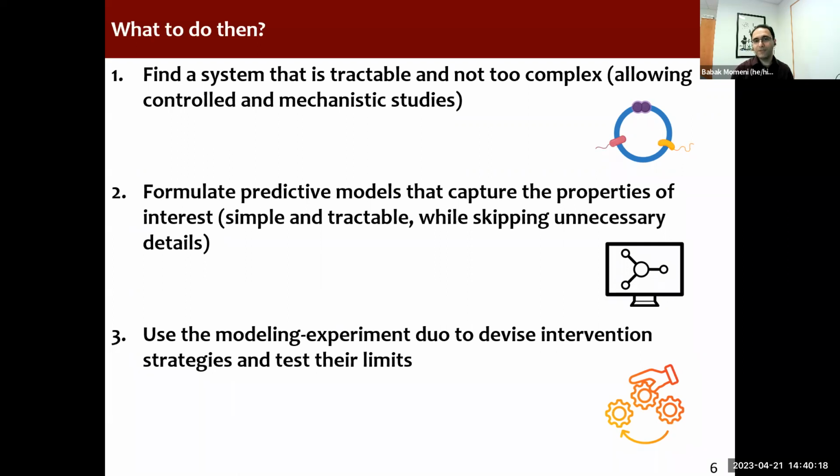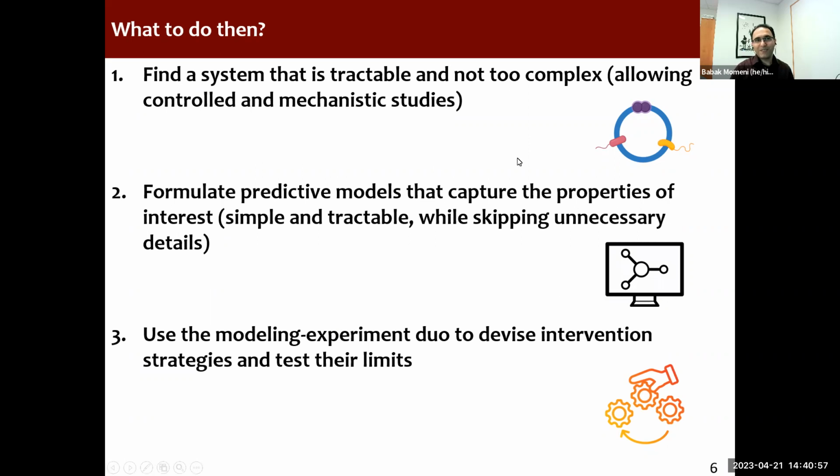And then the third step is to use this combination of the tractable system and predictive modeling to design intervention strategies to change the state and figure out what the limitations are, what are the things that we can do, and what are the things that we potentially cannot do. And this intervention would be based on a constant iteration between the model and experiment. So we have to go through this process of figuring out if our model is good enough, does it capture the main processes in the experiments, and we'd go through validations to do that.